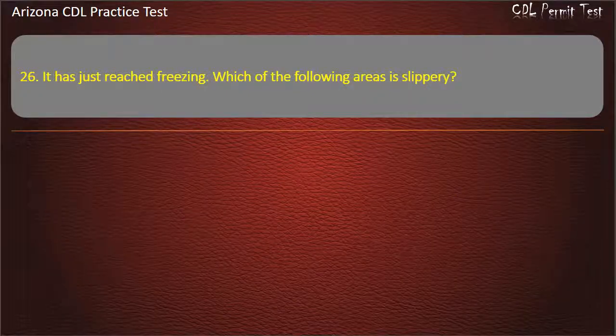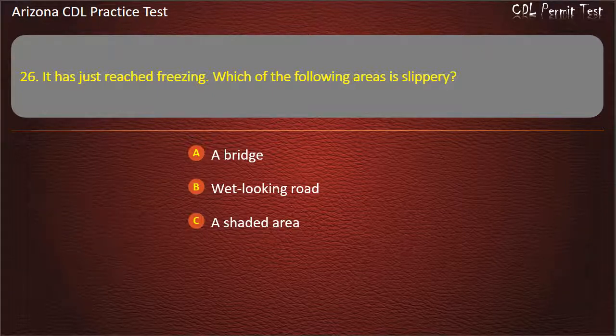Question 26. It has just reached freezing. Which of the following areas is slippery? A bridge. A shaded area. All of the above. Answer: All of the above.